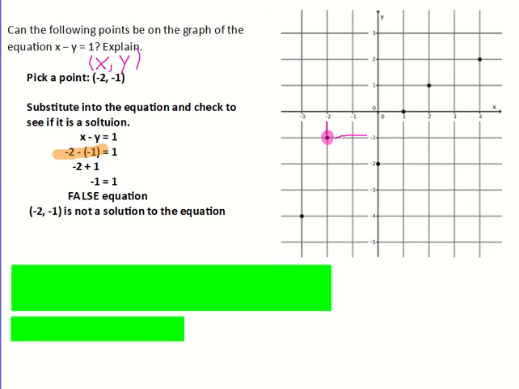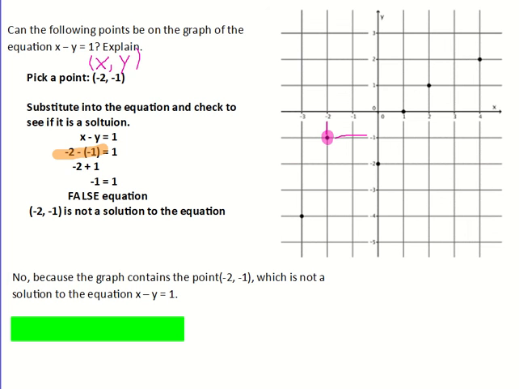So therefore we know -2, -1 is not a solution to the equation. So therefore we know, since one of those points is not a solution, this is not the graph of this equation. So let's state the following. No, because the graph contains the point -2, -1, which is not a solution to the equation x minus y equals 1. And then also please note here, the points are not in a line. Okay, so this is not even a linear equation, or the graph is not a linear equation. It does not represent one because the points do not fall in a straight line.